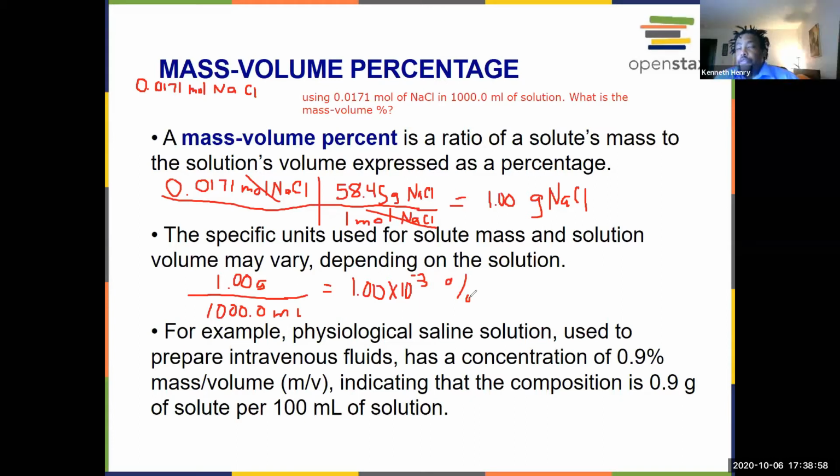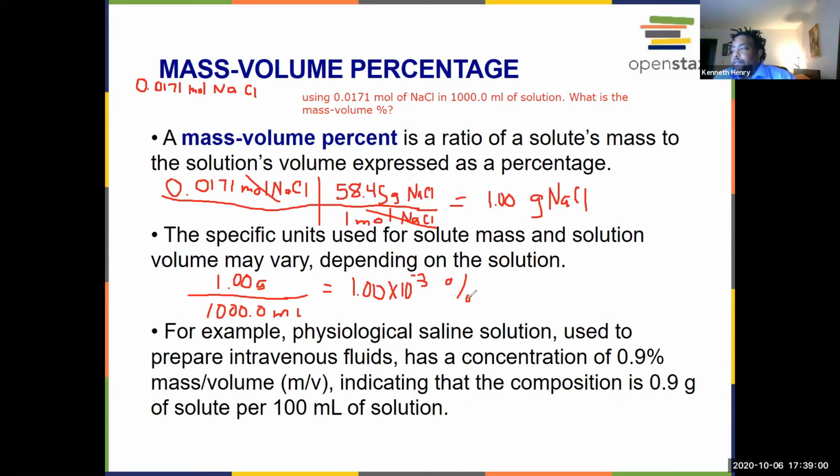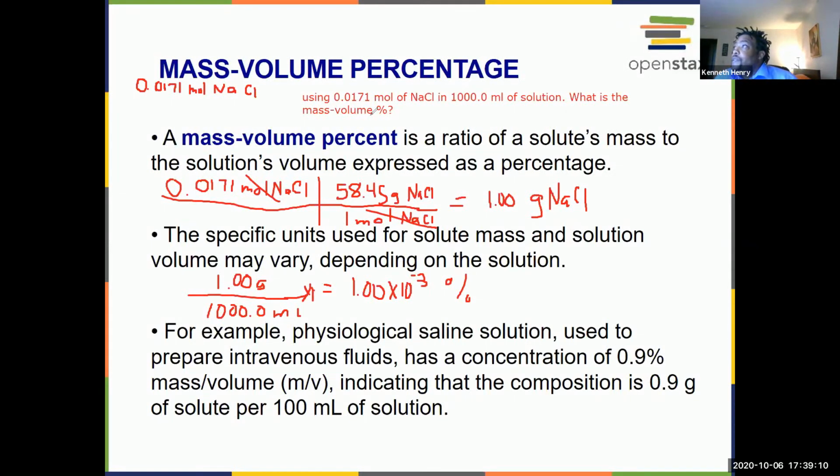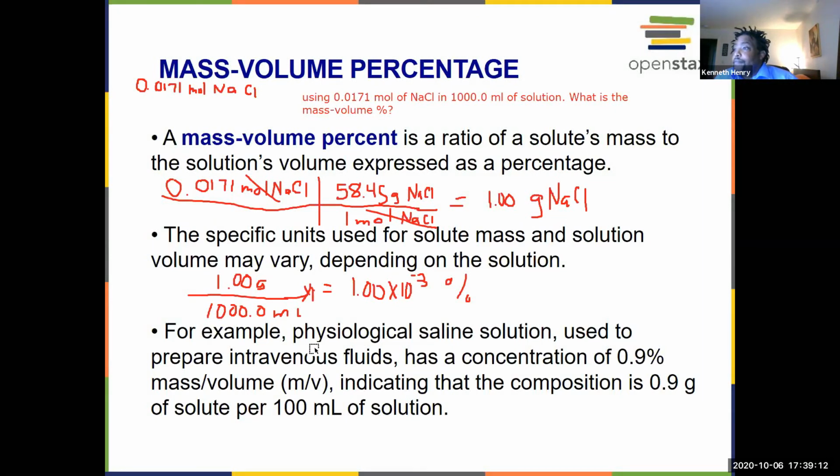Okay, so are you sure you didn't forget anything? Wouldn't you multiply by 100? That's correct. That's that percent part.